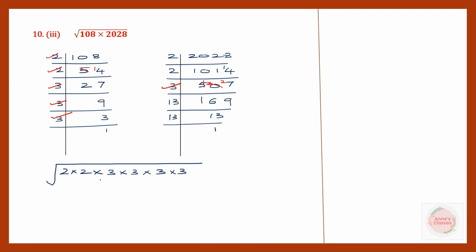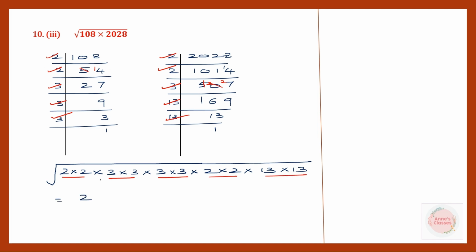Now count the other numbers. So we have 2 more 2's. So let's put the 2's again: 2 into 2. And then we have 2 13's: 13 into 13. So let's extend this. Now what are we going to do? We are going to pair them up and take one from each pair. So this is one pair, another pair. So we have so many pairs here. We're going to take one from each pair.